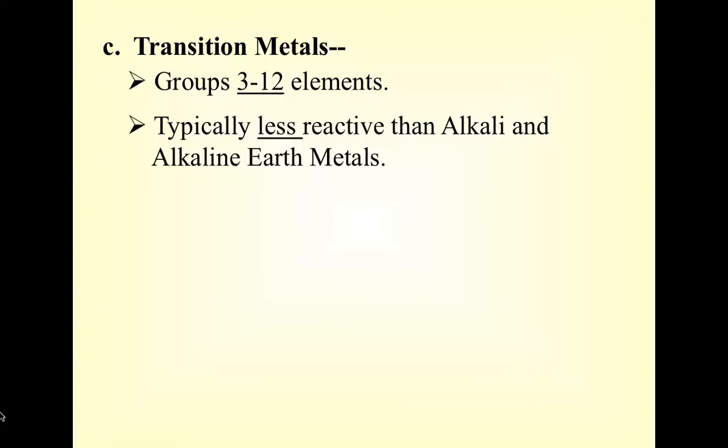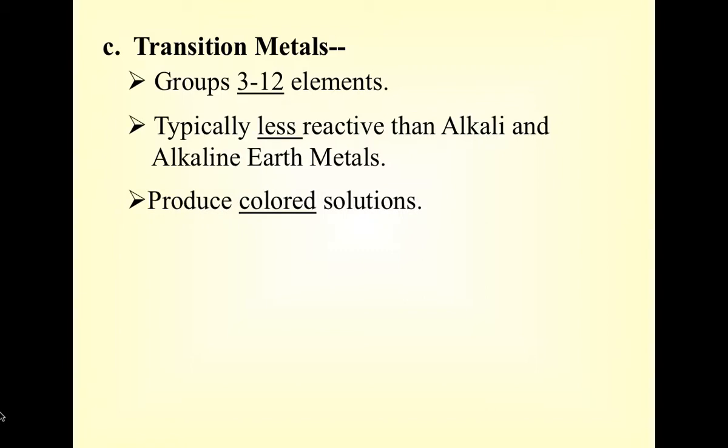The transition metals are located in the very center of the periodic table, and they are groups 3 through 12. These are typically less reactive metals than the alkali and alkaline earth metals, and this is why we can use them for our everyday purposes. For instance, copper we use in coins. You don't want the coins actually reacting with the skin while you hold them. That would be bad.